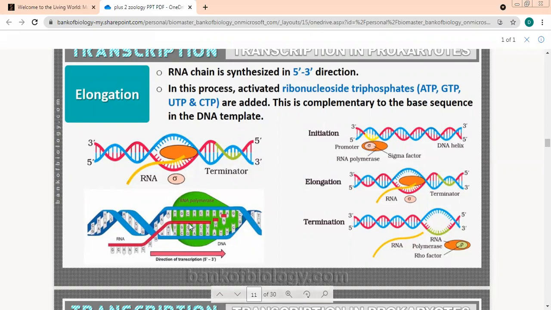Once initiation has happened, they'll keep on adding. Remember, this is complementary to the base sequence in the DNA template. We have to be very careful. Whatever RNA bases are added here will be in sequence, in correspondence to the DNA base sequence, complementary to it. That has to be taken care of. Very important. See, this was T over here, so we are going to have A. If this is C, this is G, this is T, this is A. So this is how it has to be complementary to the DNA template.